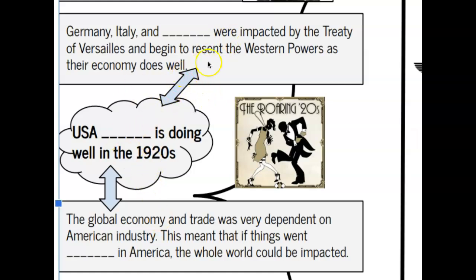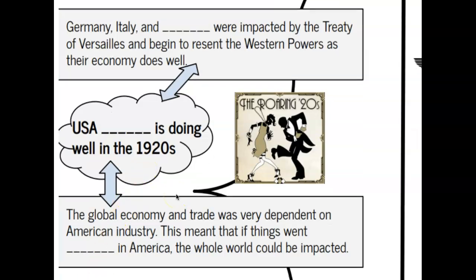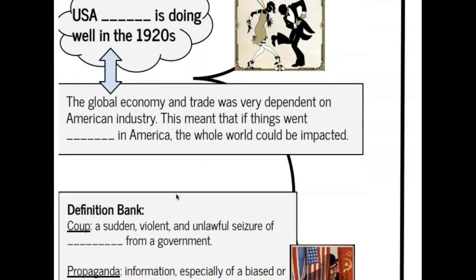Meanwhile, moving up to this box here, Germany, Italy, and Japan were impacted by the Treaty of Versailles, as we know, and just like Hitler, began to resent the Western powers, so France, Britain, the United States, as their economy does well. They see it as totally unfair because those powers are able to continue to be successful while countries like Germany, Italy, and Japan are not.